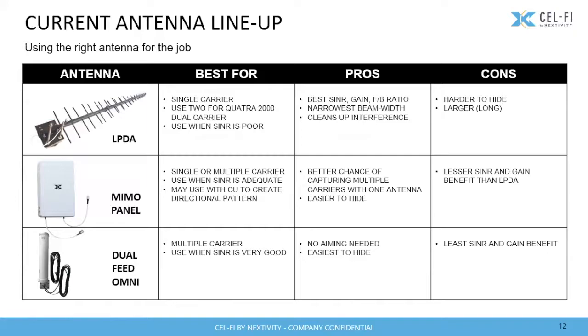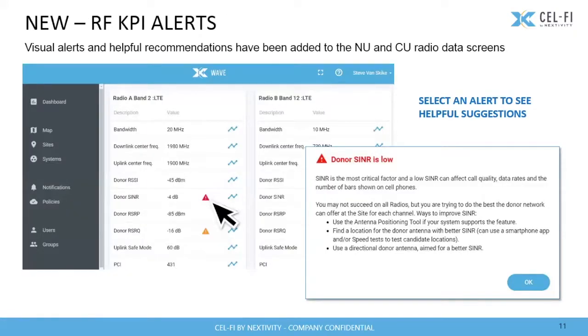Lastly, so Steve, I got a couple of questions. Can you go back one slide? Sure. So when you said select, do I just hover over it? Do I need to click on the triangle? How do I get that to come up? Just click on it, and it'll open up the window and give you those suggestions.